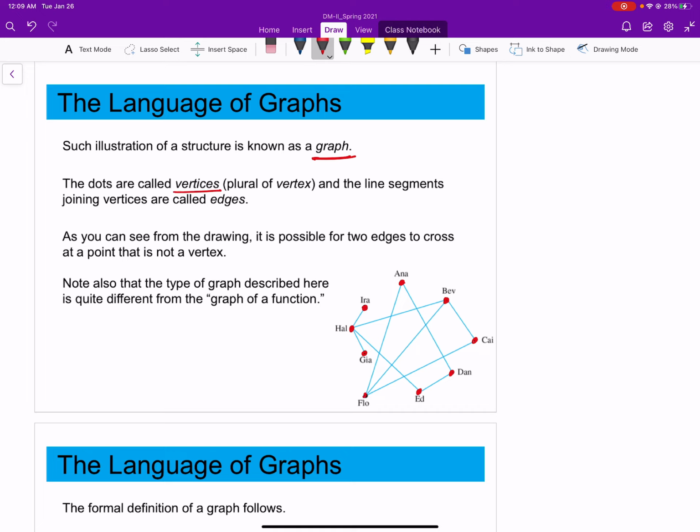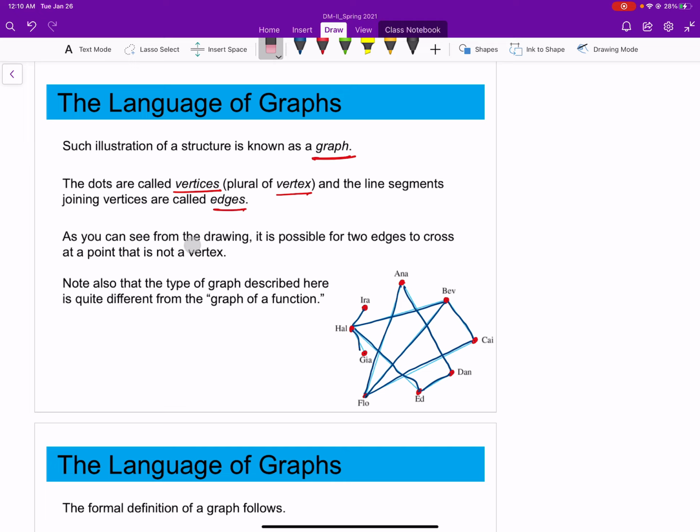The dots are called vertices. The singular of that one is vertex. And the line segments joining vertices are called edges. Okay, let me mark the line segments. These are the edges. Okay, now you know the meaning of a graph. Okay, that's the definition of a graph. So these are the edges.